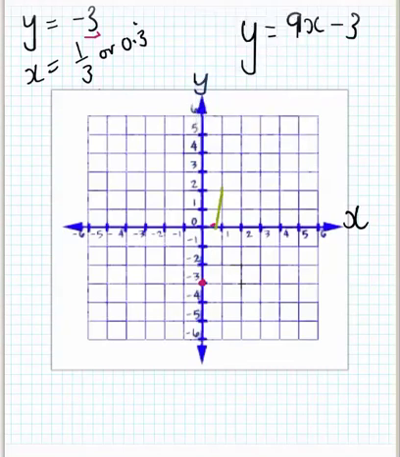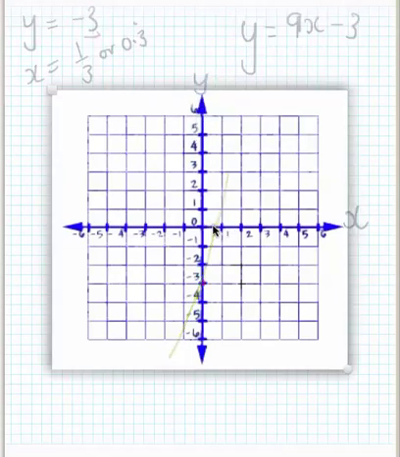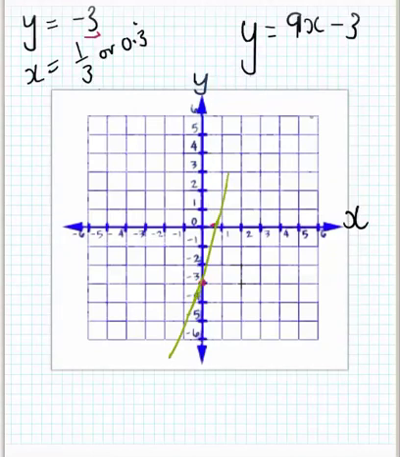And make sure you pass through those 2 points. Now, I'll try that again. All right, that's the best I can do. All right, so you can see it passes through 0.333 and -3.